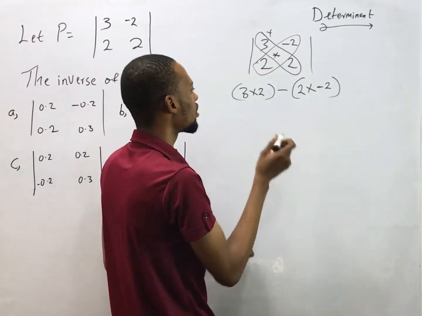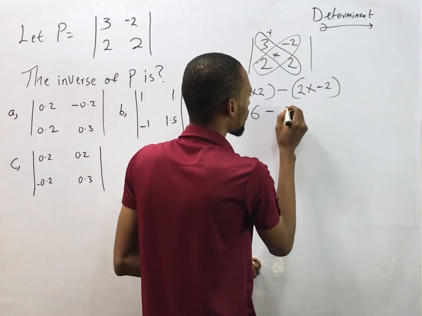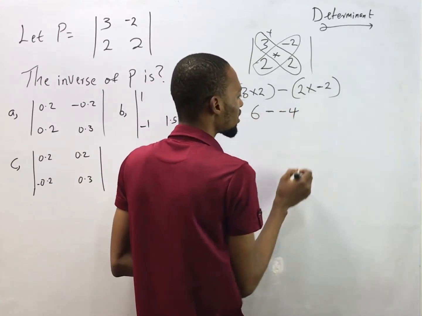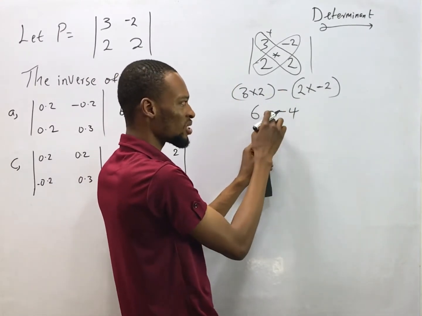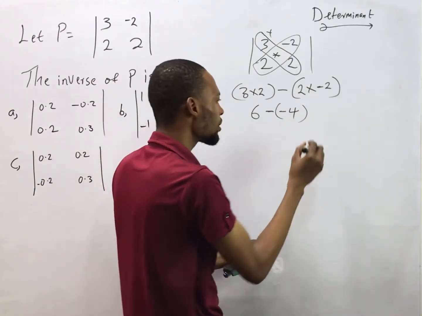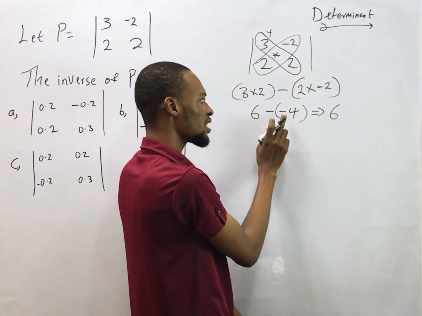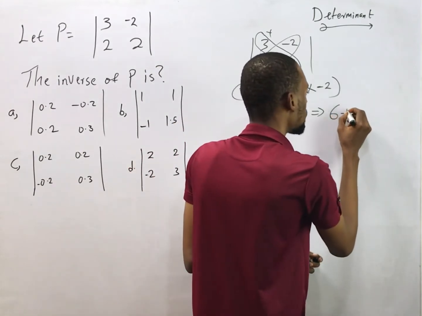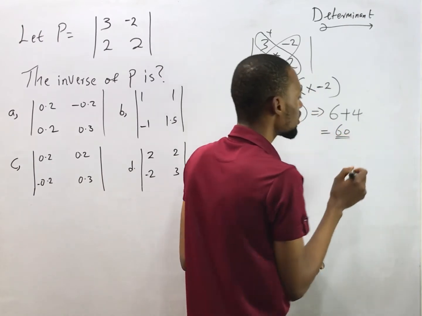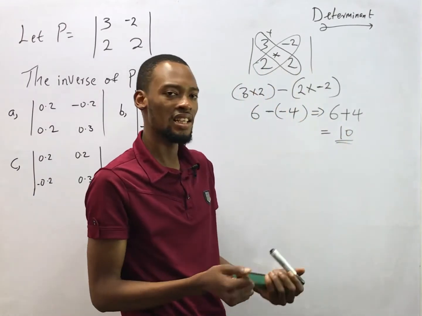Now that we know that 3 times 2 is 6, minus 2 times minus 2 is minus 4. So we have minus 4 here. Now, don't confuse the minus. We already have a minus here, and the answer we are getting here is another minus, minus 4. This is simply 6 minus minus 4. Minus times minus becomes plus, so 6 plus 4 is equal to 10. So our determinant is 10.